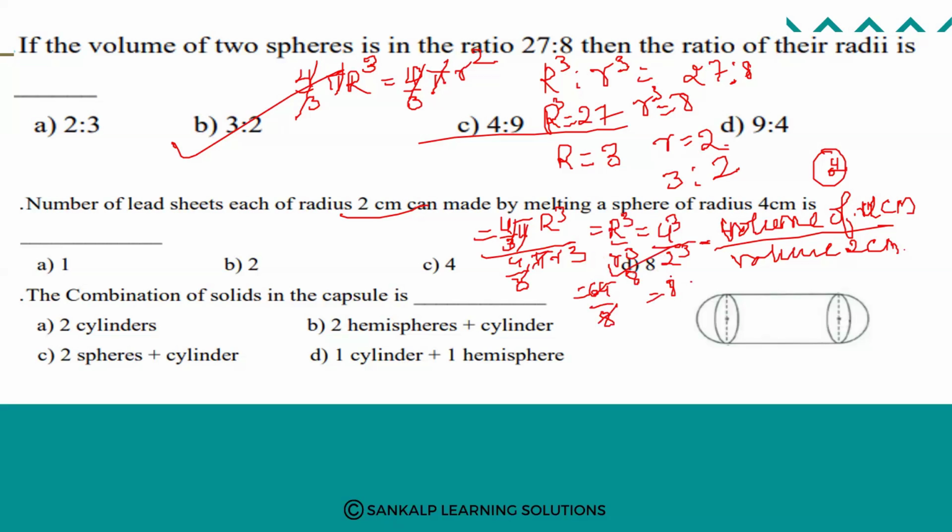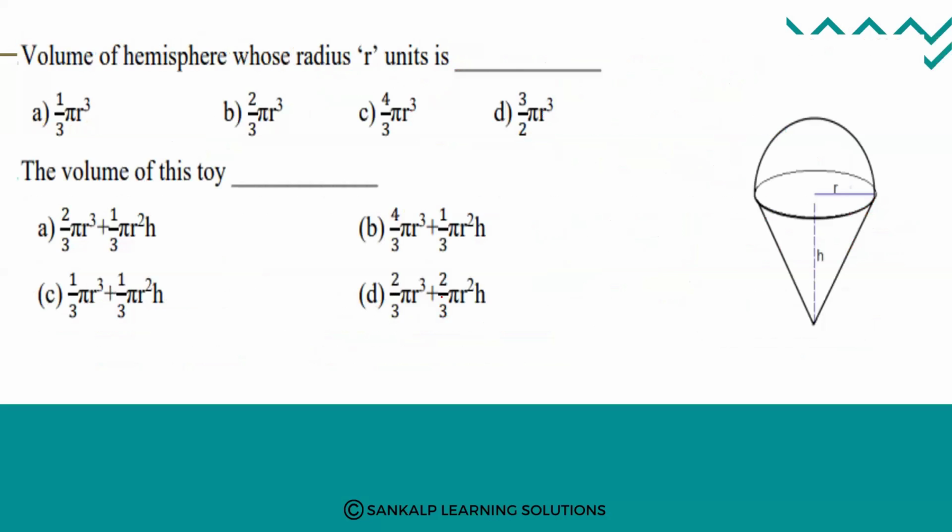The combination of solids in the capsule. Here this capsule is the combination of 2 hemispheres and 1 cylinder. So observe carefully: this is 1 hemisphere, this is the second hemisphere and this is the cylinder. So 2 hemispheres plus cylinder. We need to find the volume of the hemisphere whose radius is r units. The volume of the hemisphere is 2 by 3 pi r cube. So option B is right.